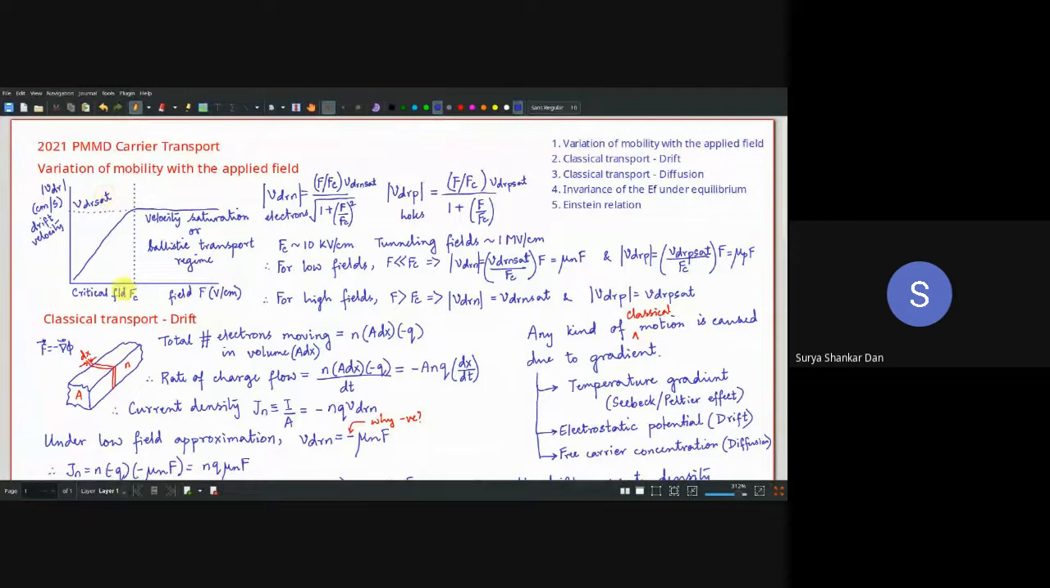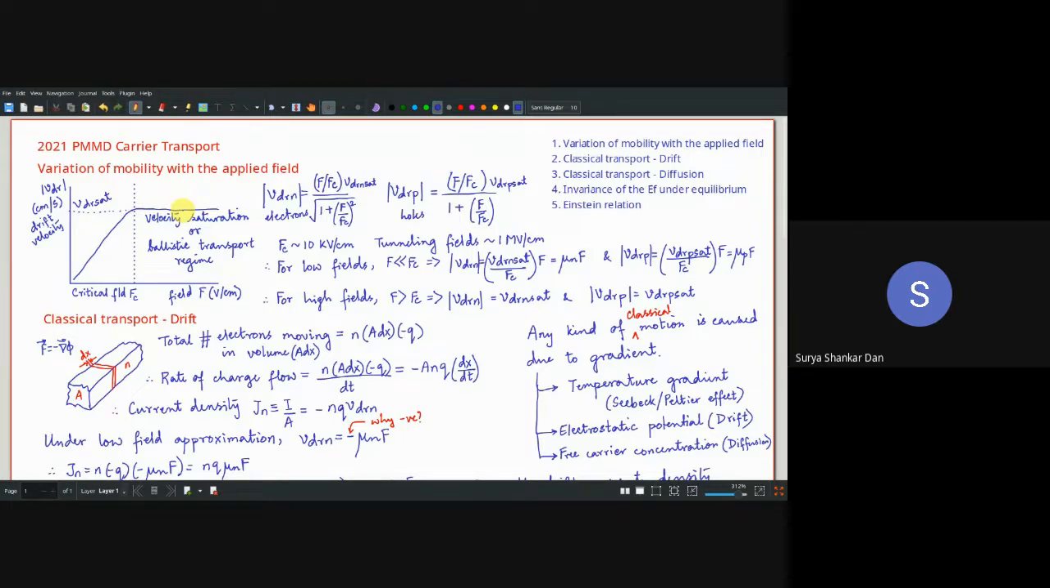However, beyond a certain critical field, FC, the velocity will start to saturate, the same term which we have always been using, the drift velocity will start to saturate. This is called velocity saturation or ballistic transport regime. We will understand this in a few minutes. Now the drift velocity will not increase any further. It will become saturated, meaning it is essentially going to stabilize.